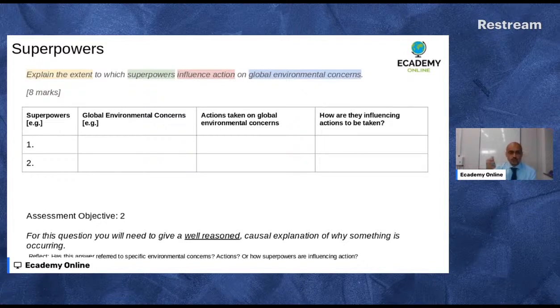So what are they doing to make sure that they are addressing those environmental concerns? So how are they influencing action? How are they making other countries or making themselves do the work, right? So think about the different mechanisms of making other countries get involved in the process.